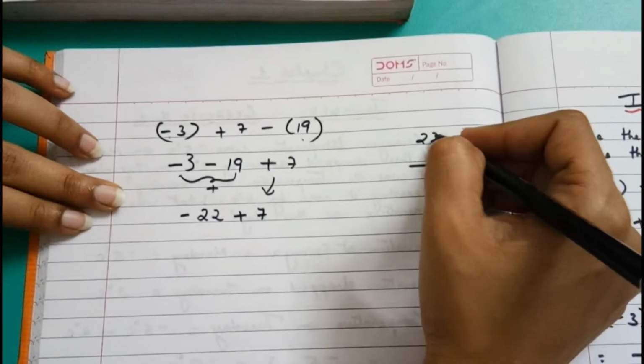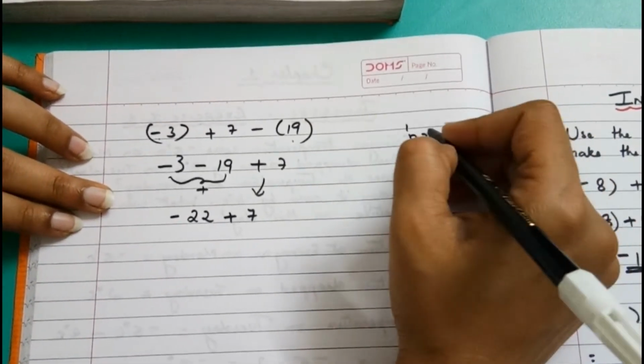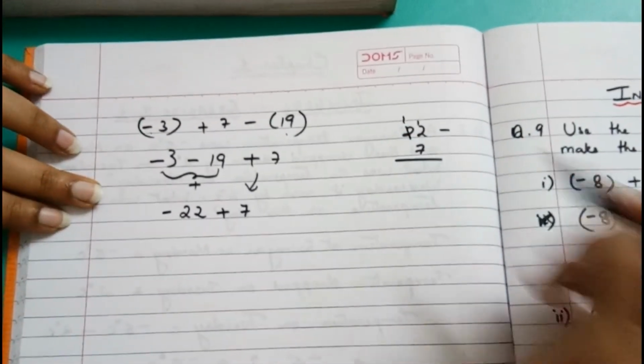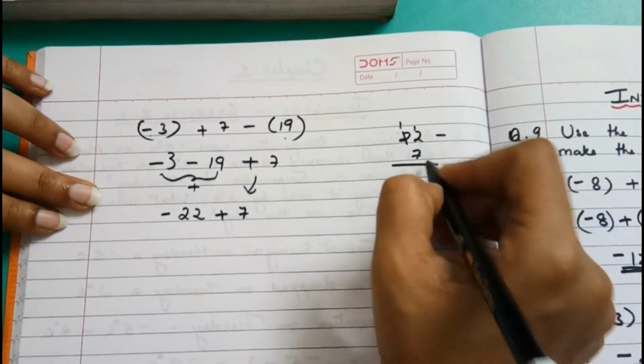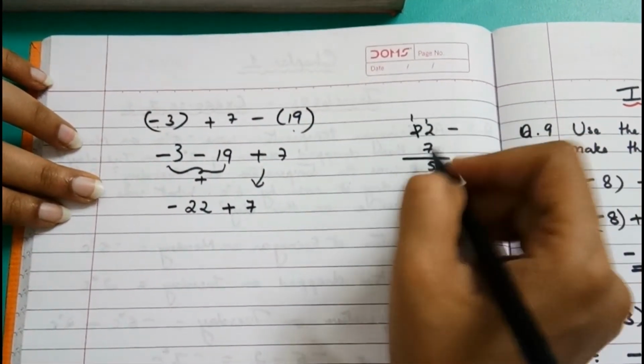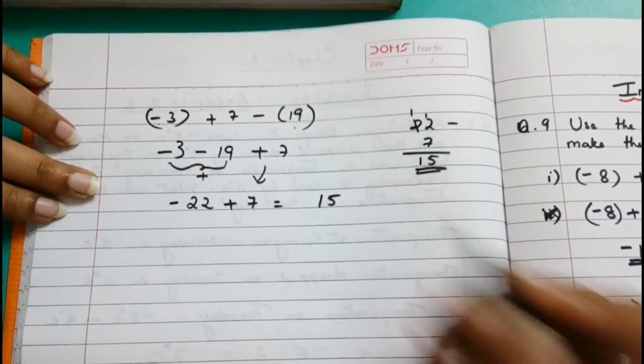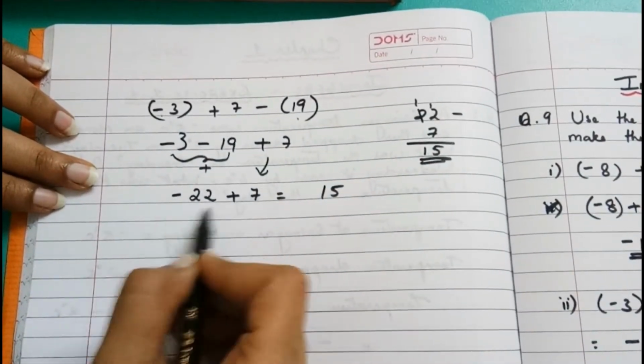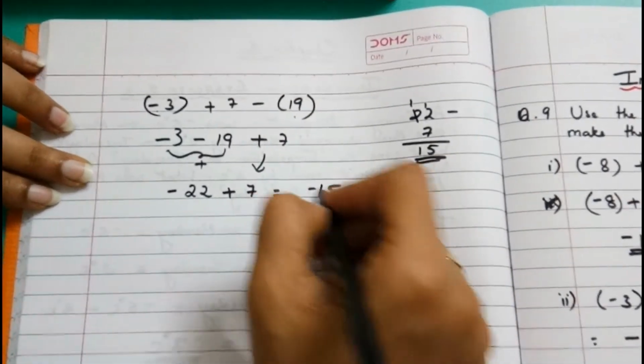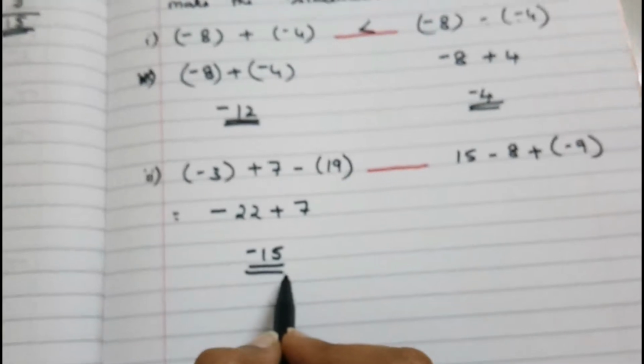Since 2 is smaller, we'll need to borrow here. So this will become 1 and this will become 12. So 12 minus 7 is 5 and this 1 would be brought down. So we get the answer as 15. Now since the bigger number has a minus sign, this will be a minus sign. So the same thing we got here is minus 15. Now let's see about this side.